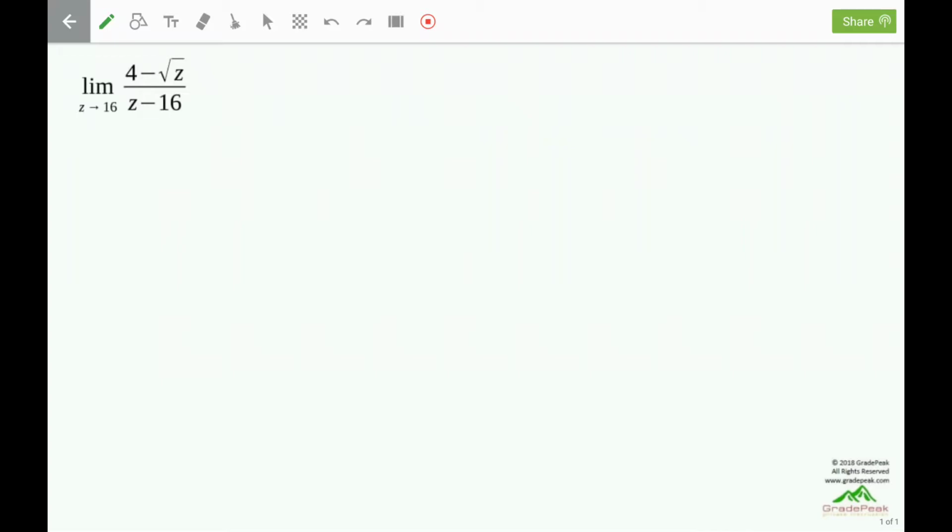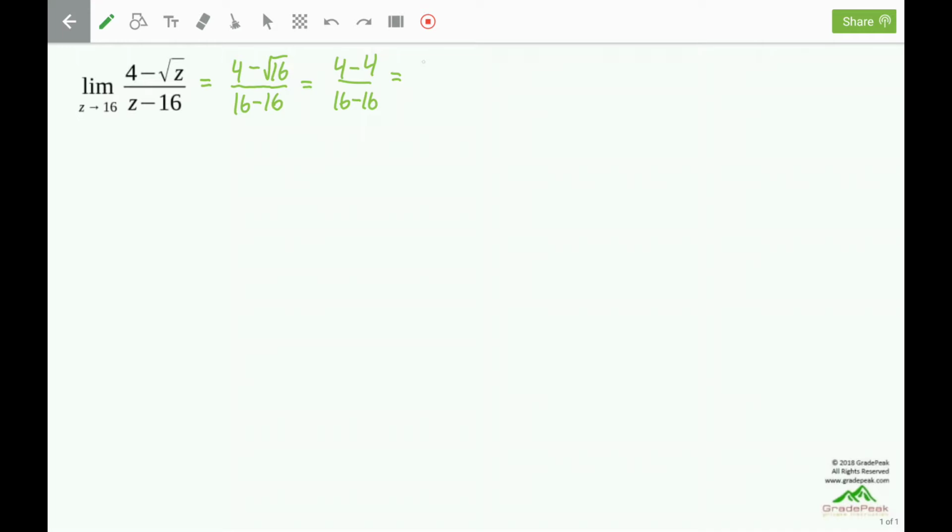Limit as z goes to 16 of 4 minus the square root of z over z minus 16. First thing we're going to do is try plugging a 16 in for each of the z's. That will be 4 minus the square root of 16 over 16 minus 16. The square root of 16 is a 4.